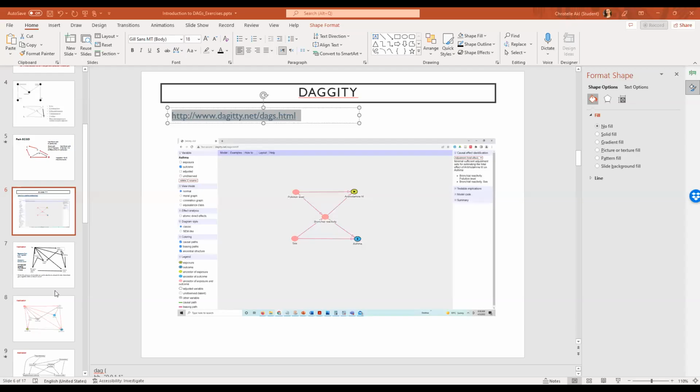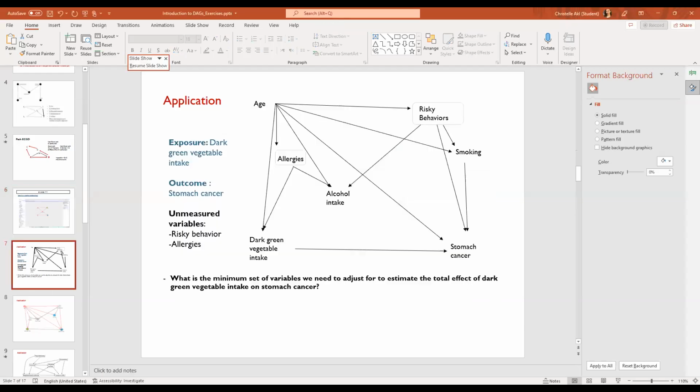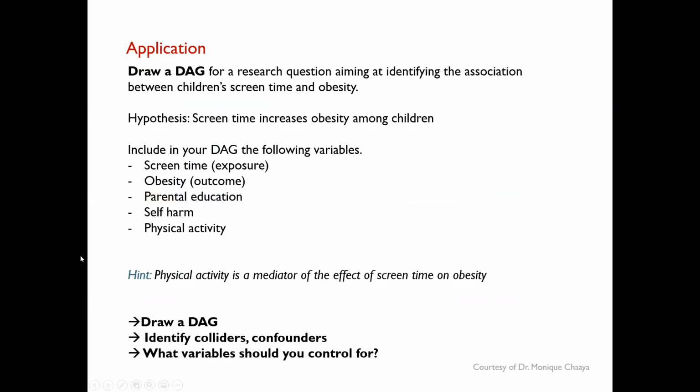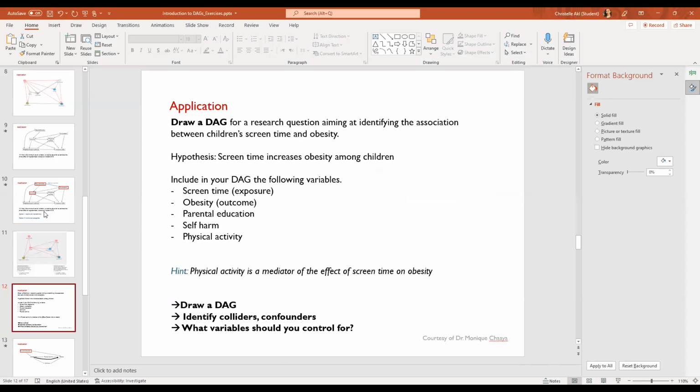It's my Zoom, share screen. Okay, so let's do this. No, sorry. It's this one.